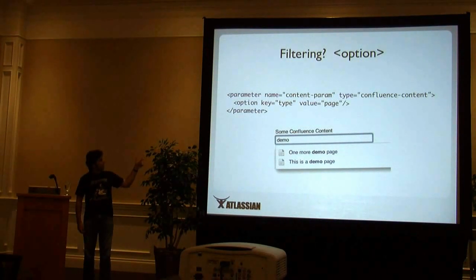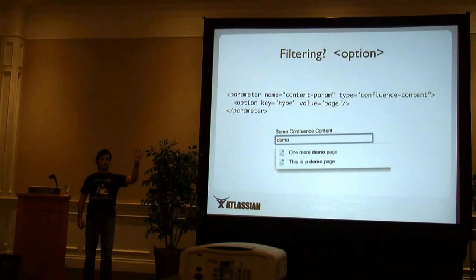If you specify an option inside of your parameter, you can effectively pass data to the front end so that the JavaScript code that actually creates the UI component can use that without having to specify it in any custom JavaScript of your own. We've done this for the Confluence content component, but you could just as easily do this for your own. If anyone wants to know more about what the actual option does, how it passes it to the front end, just talk to me later.